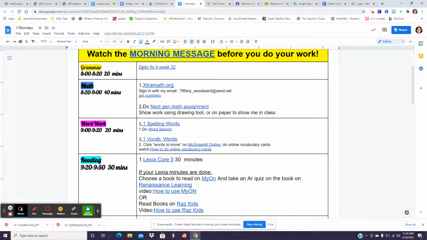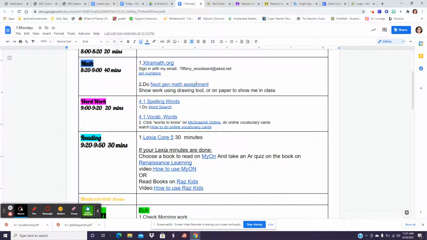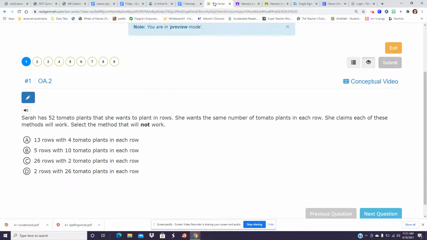Everybody else will start at 8 o'clock with daily grammar, then extra math. Then you'll go to Next Gen Math assignment. Today you're going to show me your work using the drawing tool or on a piece of paper. You must show work today.